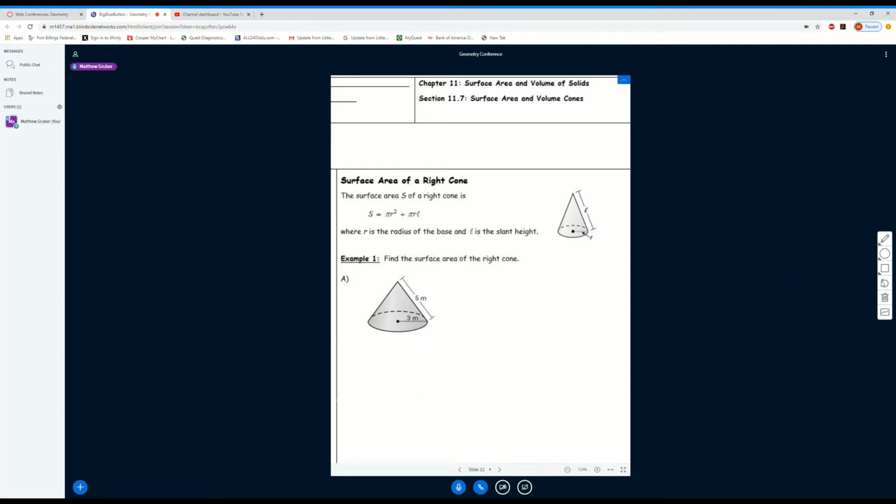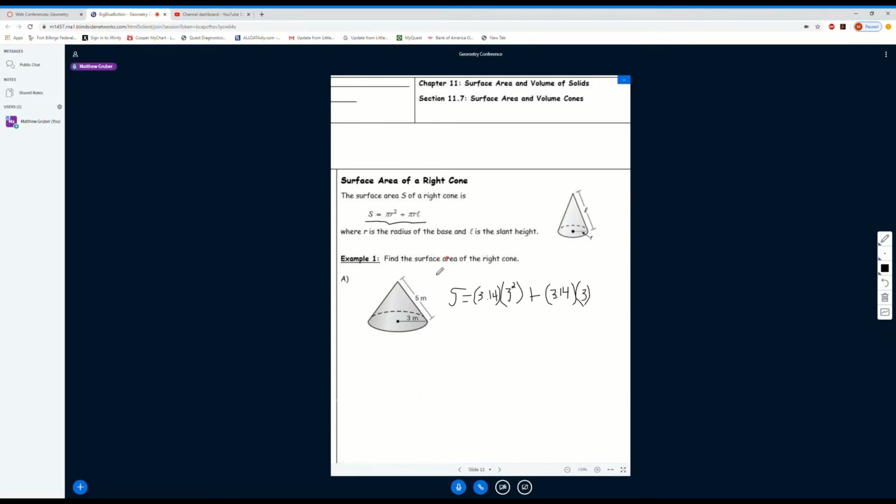So let's apply that and find the volume of this cone. I'm sorry, I'm not finding the volume, I'm finding the surface area. Got a little ahead of myself. We will find the volume, but first we're finding surface area. Surface area is going to be pi, 3.14, we're using that to approximate, r squared, so 3 squared, which would be 9, plus pi r l. So pi, 3.14, times the radius, 3.